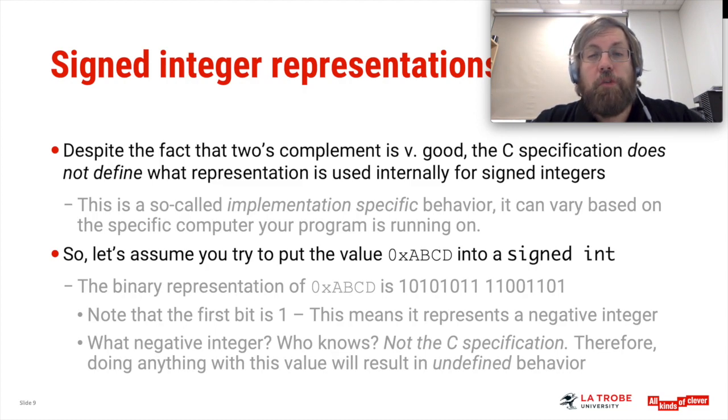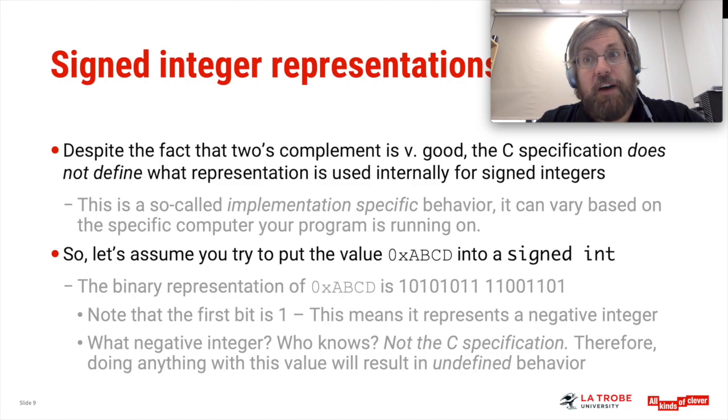So let's assume you try to put the value ABCD in hexadecimal into a signed int. The binary representation of that, which you could compute if you wanted to from the numeric bases lecture, is 1010101111001101. Note that the first bit of this is 1, which means that it represents a negative integer in either sign and magnitude form or 2's complement form. And what negative integer is it? Who knows? C doesn't know. It depends on which computer you're running it on. So doing anything with this value will result in undefined behavior, which is bad. We don't want undefined behavior.